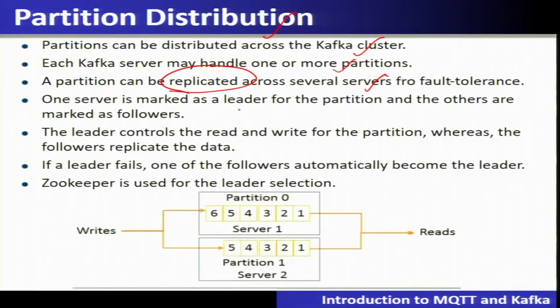One server is marked in this case for the partition as the leader, and all others are the followers. The leader controls the read and write for the partition, whereas the followers replicate the data. Now if the leader fails, one of the followers will automatically be elected as the leader, and for the leader election, a service called ZooKeeper is used.